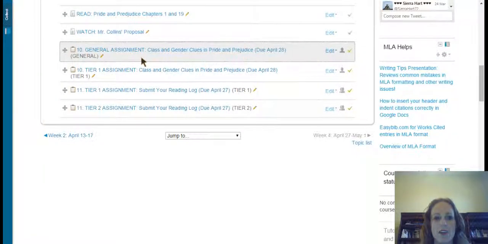And then you're going to fill out this worksheet on class and gender clues in Pride and Prejudice. You're going to look at, from these 2 short chapters, what that is saying about women in society, what their roles were, what men's roles were, what their goals were, what the ultimate ideals were, what some of the restrictions were, and that will hopefully help you pick those out.